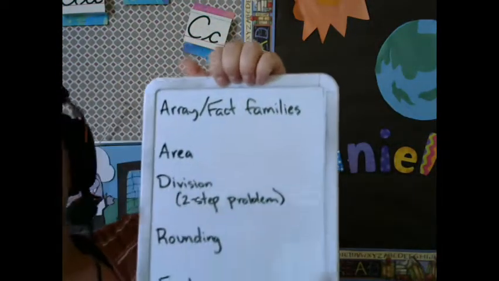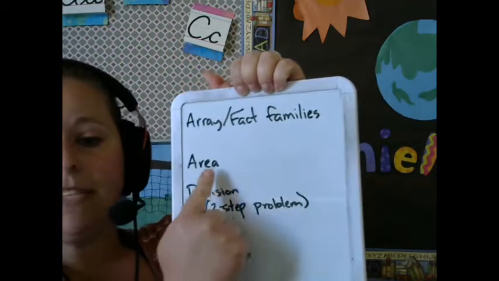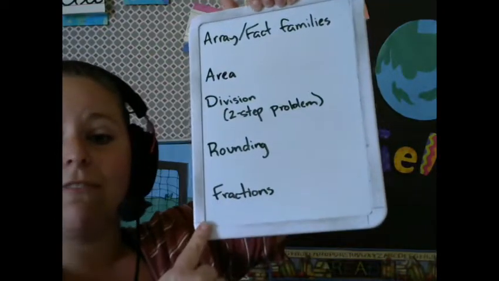The SGA stands for Student Growth Assessment, which just means that we're going to see how well you've improved throughout the school year. This is for math, and there are actually 5 different areas that this SGA is going to look at. The first one is writing arrays for multiplication and fact families. The second one is area, third is division, fourth is rounding, and fifth is fractions. Today I'm just going to do a quick review on each of those so you kind of know what you're looking for.